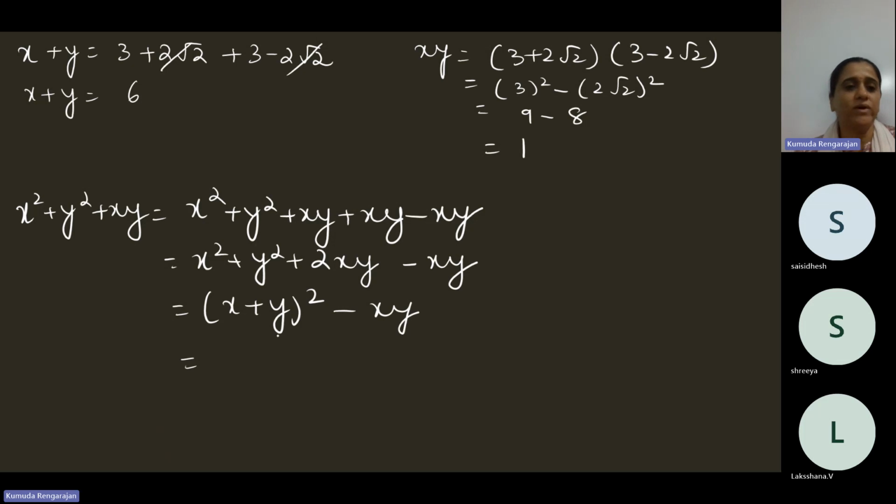Now what's the value of x plus y? 6. So 6 square minus xy. What's xy? 1. So 36 minus 1, 35. So the value of the expression x square plus y square plus xy is 35. All right?